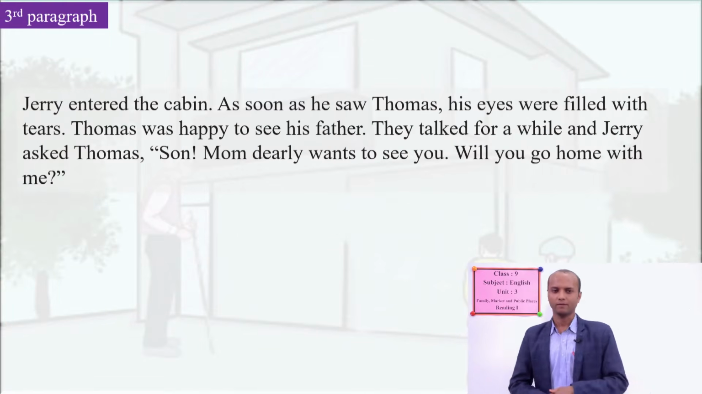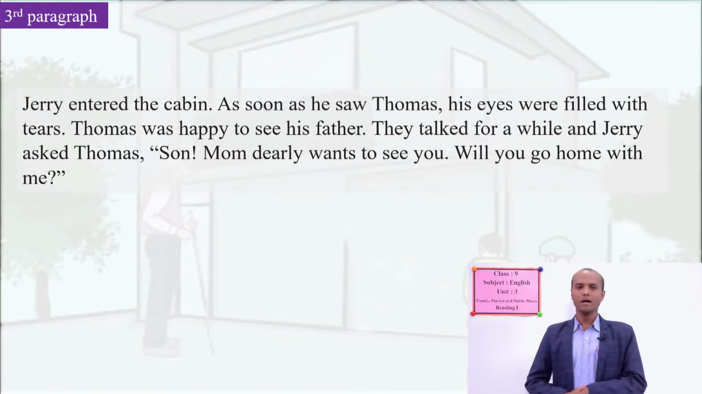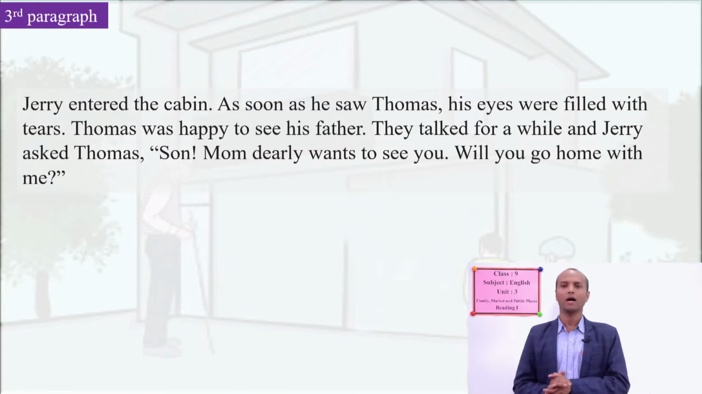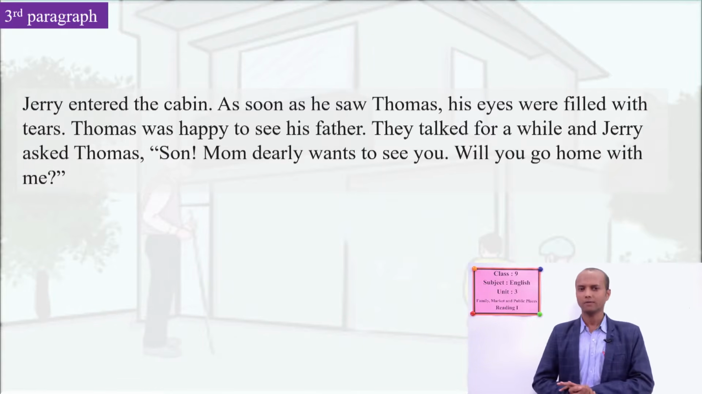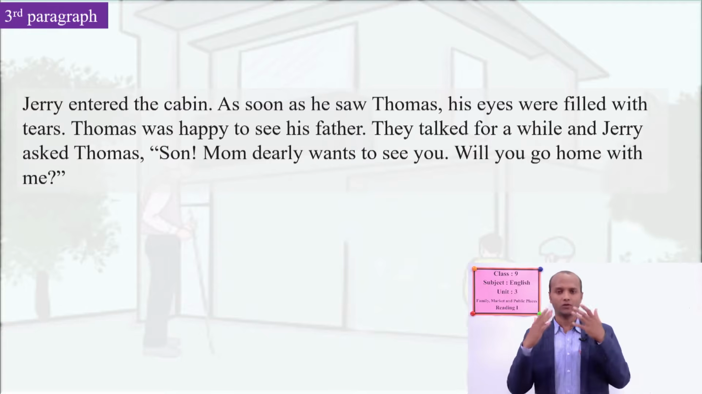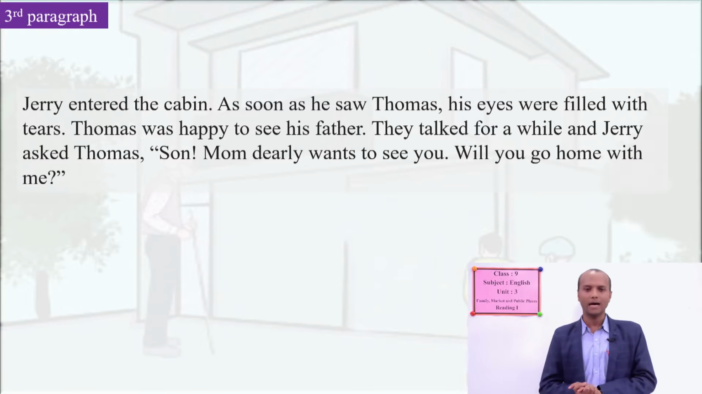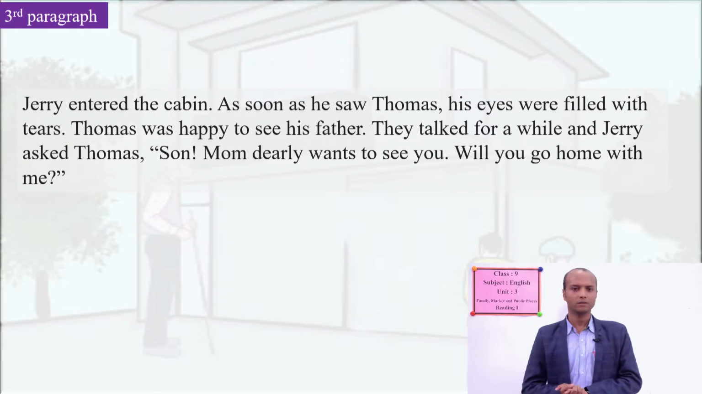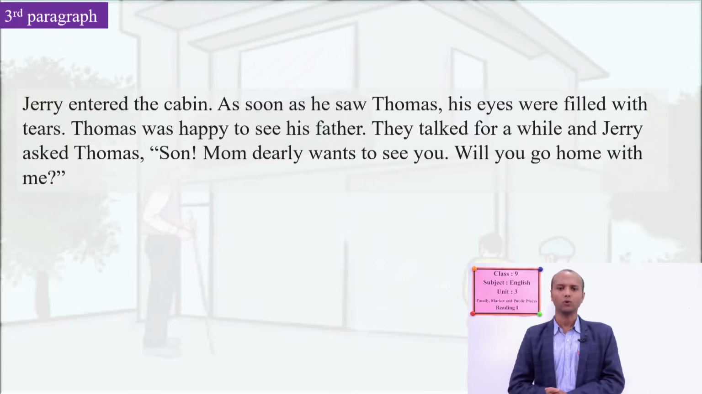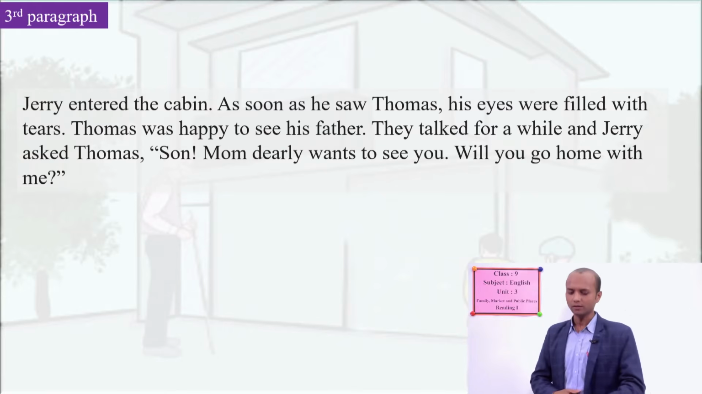Let's see the third paragraph. Please read it now. Great. As soon as Jerry entered the cabin, Thomas' eyes were filled with tears because he was quite happy. He had not seen his father for a long time. And his father told Thomas that Mom dearly wants to see him. That's why Jerry wanted Thomas to go with him to their village.